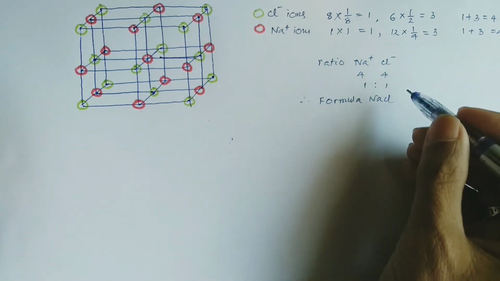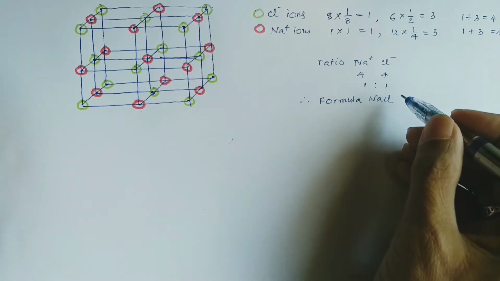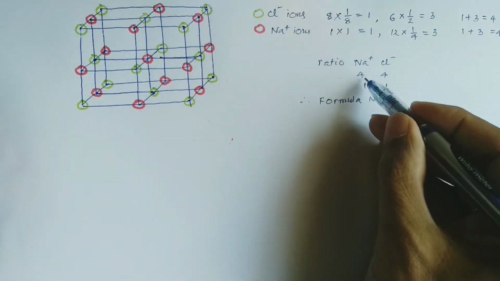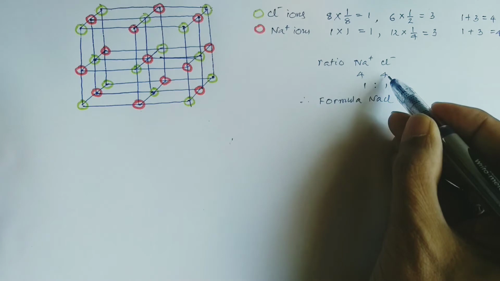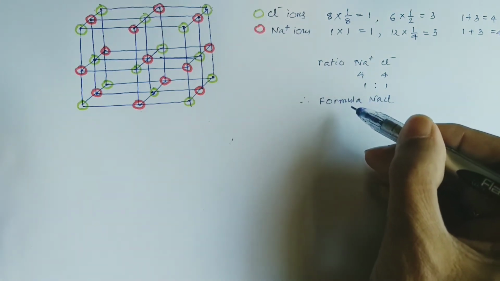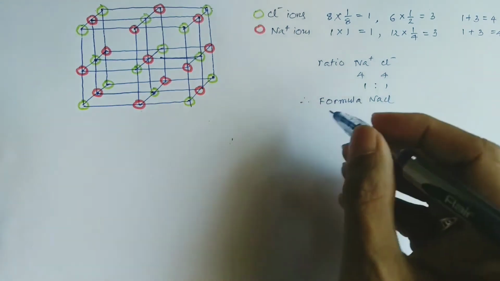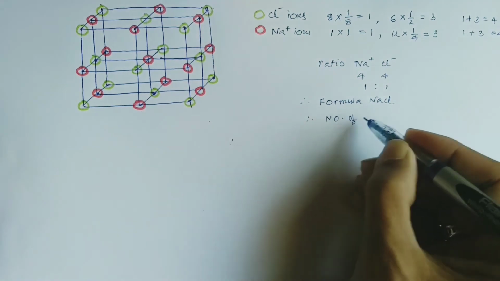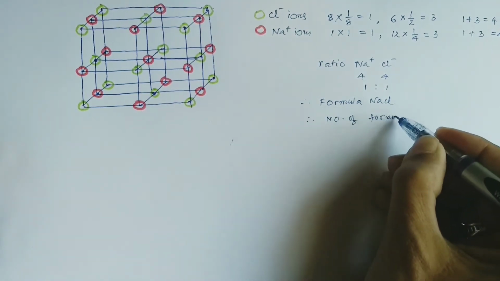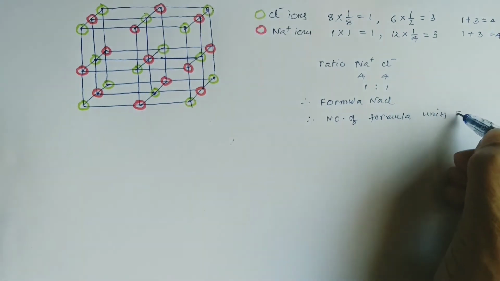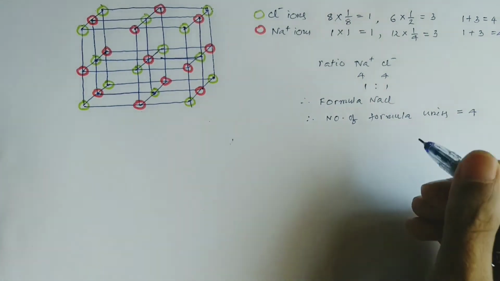1 Na plus and 1 Cl minus ion makes one ionic pair or one formula unit. As there are 4 Na plus ions and 4 Cl minus ions, the number of formula units per unit cell will be equal to 4.